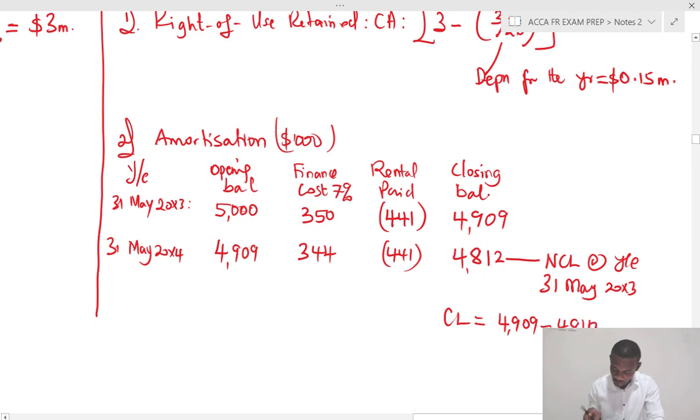So it's a very long one, but just to ensure you understand what to do when there is a sale and leaseback transaction, how we account for it, initial measurement, and subsequent measurement at the year end. I hope this helps you in your preparation for your FR exam.